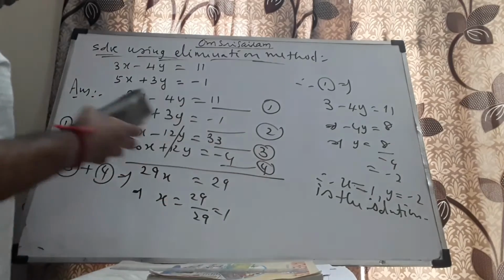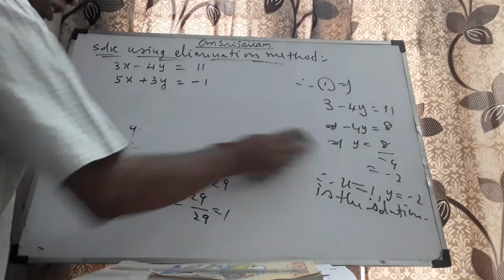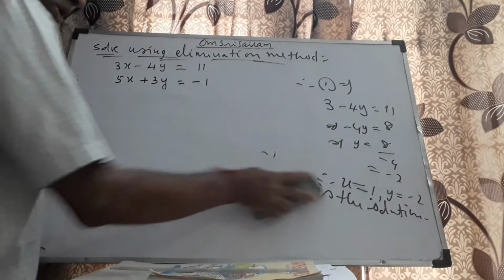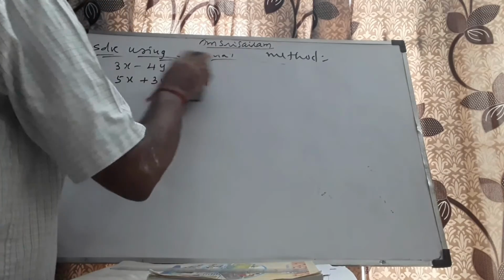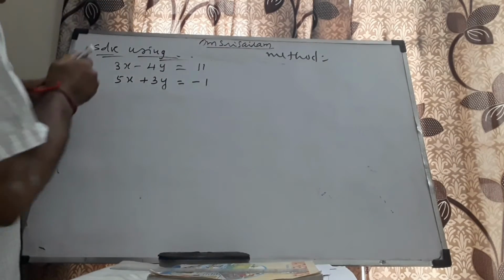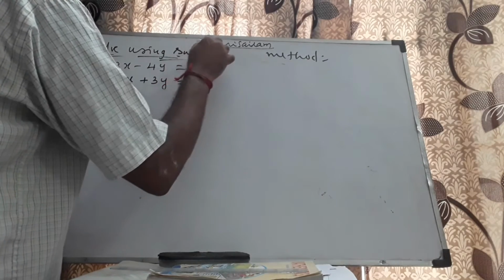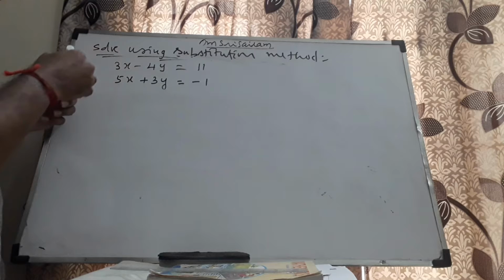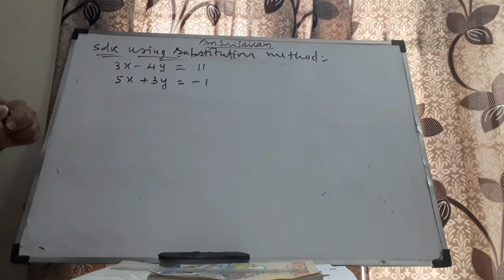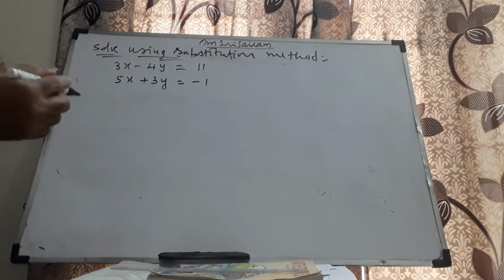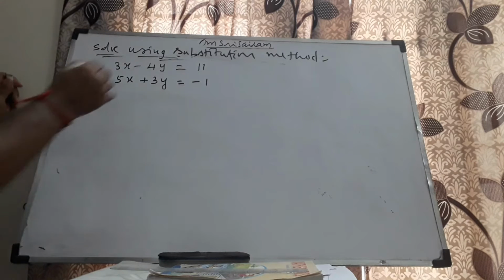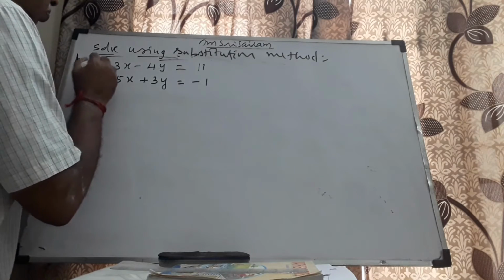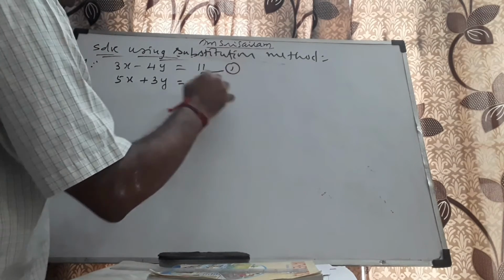Let me take the same set of equations, and I'll tell you how to go about the same problem using the substitution method. I'll try to bring either x in terms of y or y in terms of x, and then go back to another equation and solve. I'm substituting one variable in terms of the other, therefore it is called the substitution method. Now let me move the answer aside so that I'll have more space.